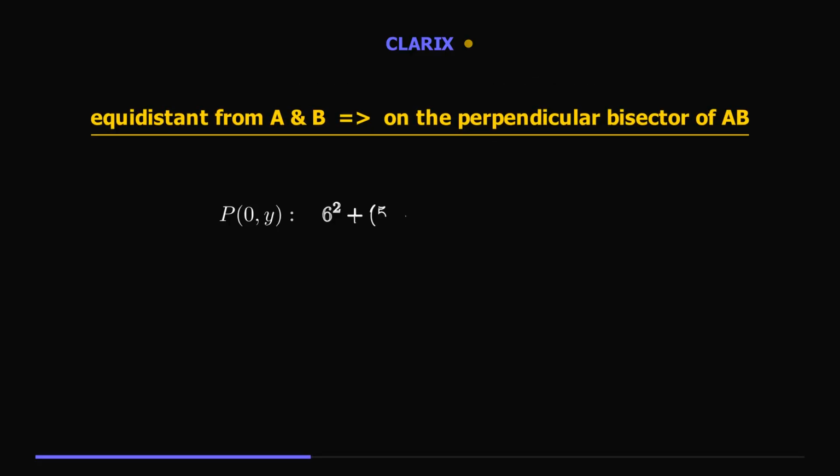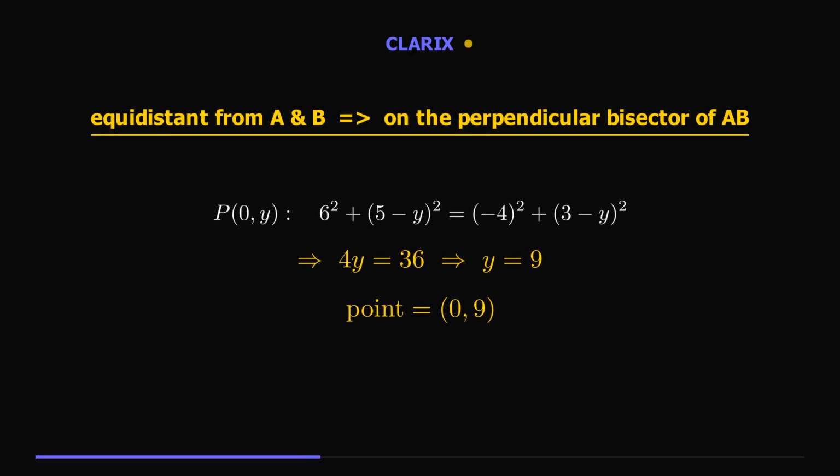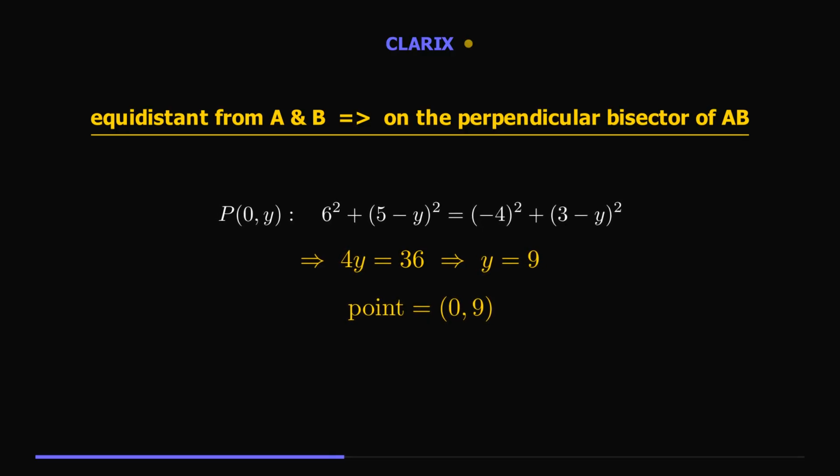One more move, equidistant points. A point that's the same distance from A and from B sits on the perpendicular bisector of AB. To find one on an axis, set its coordinates, like 0, y, on the y-axis, and set the two squared distances equal. For A, 6, 5, and B, minus 4, 3, that gives y equals 9, so the point is 0, 9. Pure algebra, no drawing.